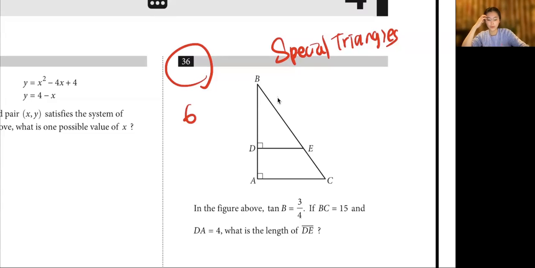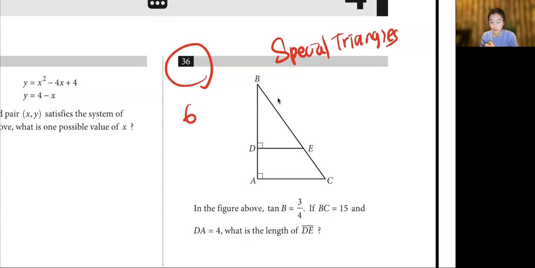In this video, I'll be going over practice test number 7, calculator section, question 36. So let's get started. This is a special triangles question, and I'll show you why. In the figure above, tangent B is 3/4. If BC is 15 and DA is 4, what is the length of DE?